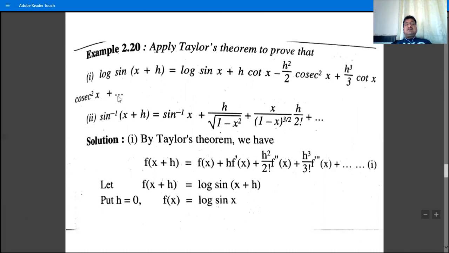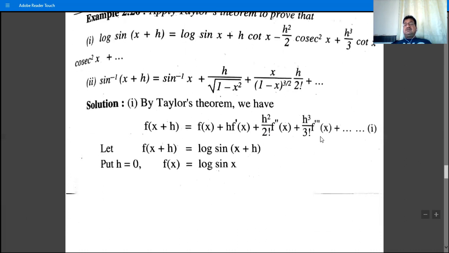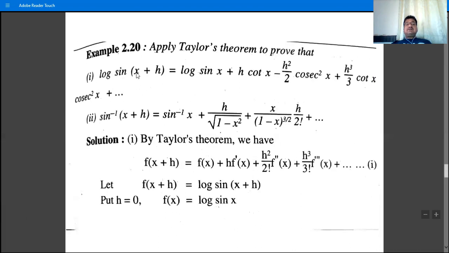By Taylor's theorem, f of x plus h is f x plus h f dash x plus h square by 2 factorial f double dash x plus h cube by 3 factorial f triple dash x. And write f of x plus h as log sin of x plus h. Then f x is what? Substitute h as 0. So in order to find f x, substitute h is 0. So f x is log sin x.